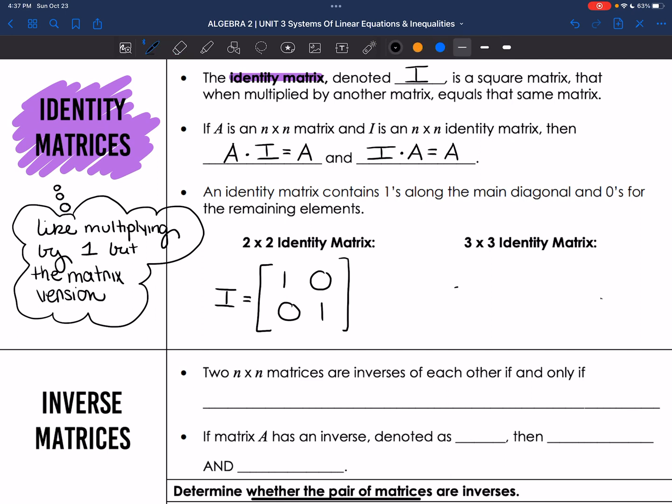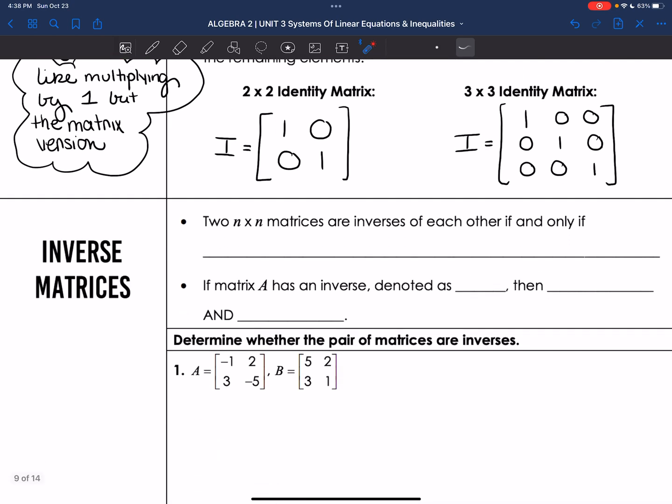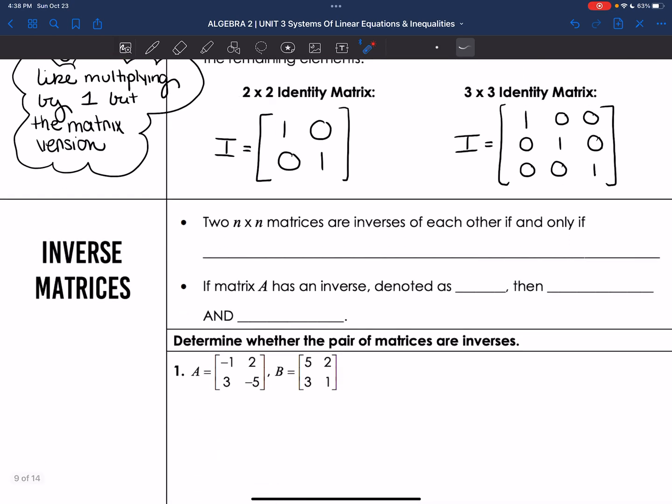Now, if we had a 3 by 3 identity matrix, a little bit bigger, it's going to look like 1, 0, 0, 0, 1, 0, 0, 0, 1. And again, we can see here along that main diagonal, the elements are 1 and all the other elements are zeros. So with that in mind, I want to now discuss another special type of matrix, and that is the inverse matrix.